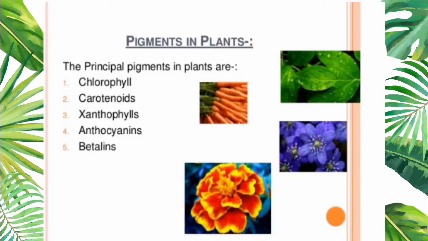Chlorophyll is the primary pigment used in photosynthesis. It reflects green light and absorbs red and blue light most strongly. Next are the carotenoids. Our plant pigments reflect yellow, orange, and red color. And xanthophylls reflect yellow pigments.